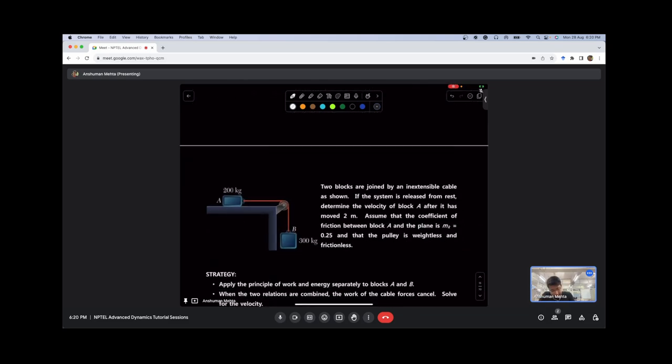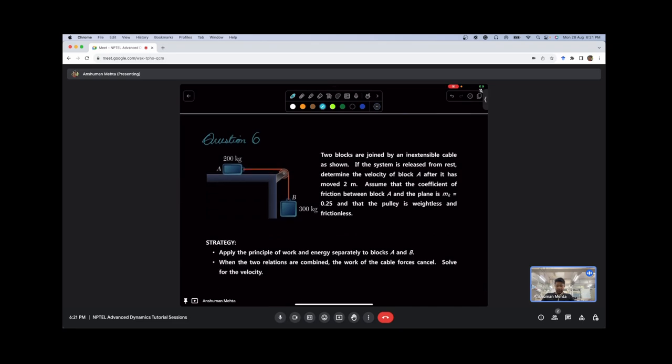Okay, moving on to the next question. Two blocks are joined by an inextensible cable as shown. If the system is released from rest, determine the velocity of the block A after it has moved 2 meters. Assume that the coefficient of friction between block A and the plane is mu k, which is equal to 0.25, and that the pulley is weightless and frictionless.